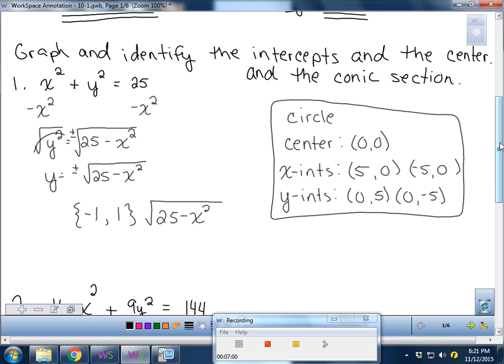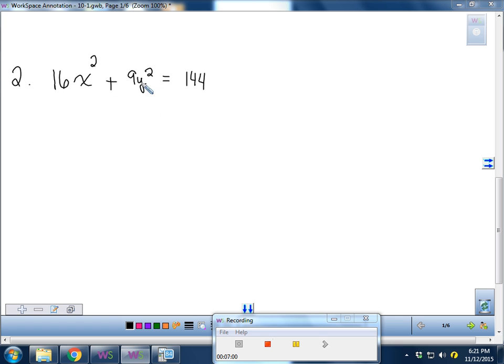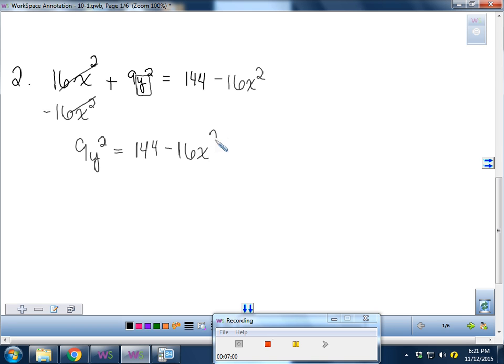All right, so let's look at another one. Again, I am solving for y so that I can graph it. So the very first thing I need to do is get rid of the 16x squared, so I am going to subtract 16x squared. Honestly, you really don't have to do a lot of fancy stuff here. You just have to know how to solve for a variable, which is something that you've done for a long time. So that leaves me with 9y squared equals 144 minus 16x squared.